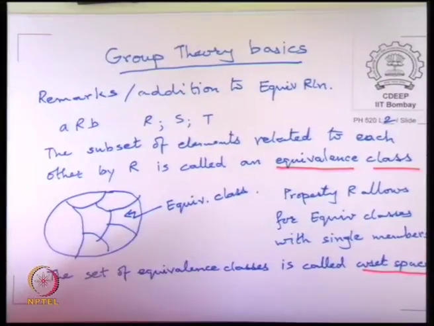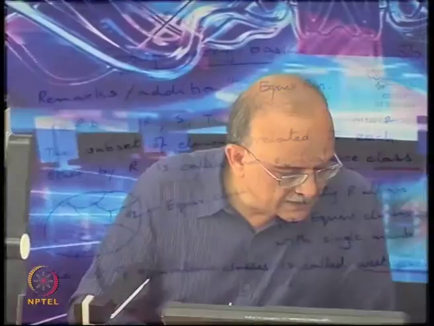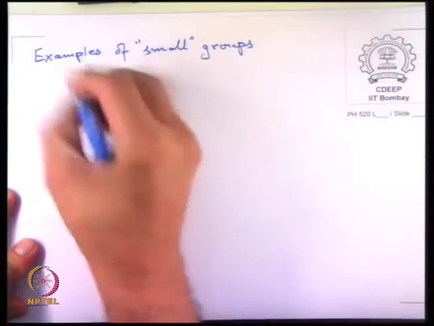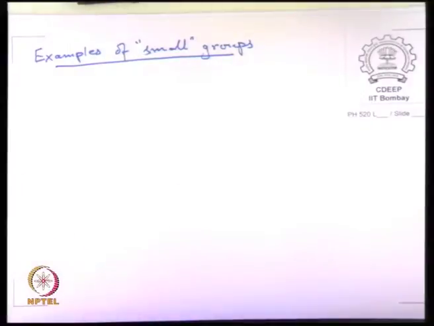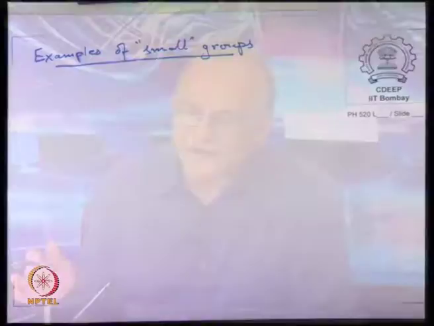Okay, so now we begin with the so called group theory basics, and what we will do is we start thinking of some specific examples. Okay. So examples of small groups. So to quantify what is meant by small group, we give a definition of the order of a group. The number of elements in a group is called the order of the group.